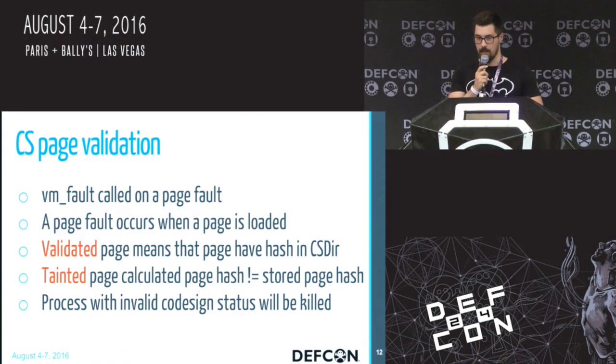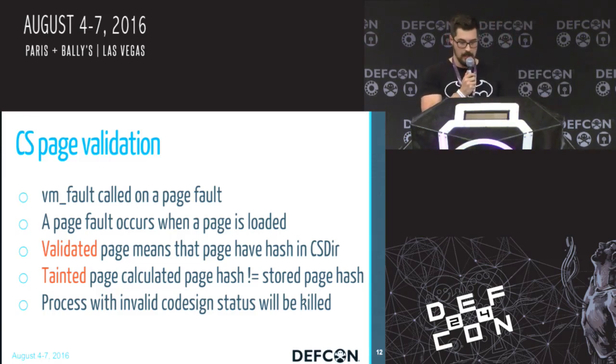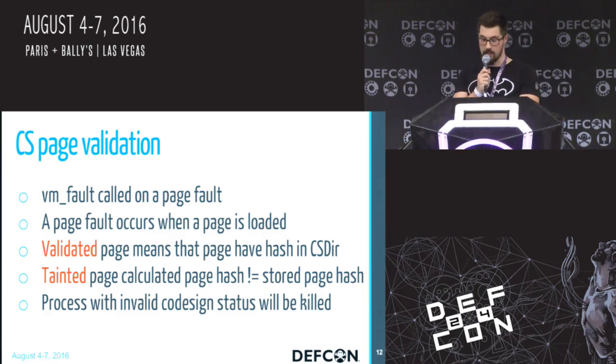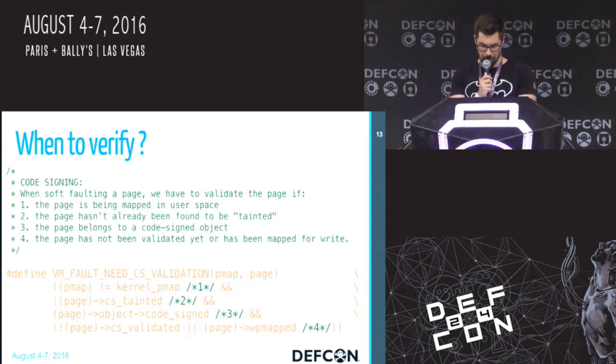More details on page validation. A page fault gets generated when the page is loaded, and it's called a vm_fault. There are a few states of a page, one called validated, another called tainted. A validated page means that the page has a hash in the code signature directory. Tainted means that the calculated page hash is not equal to the stored page hash. And a process with invalid code sign flags will be killed by the kernel.